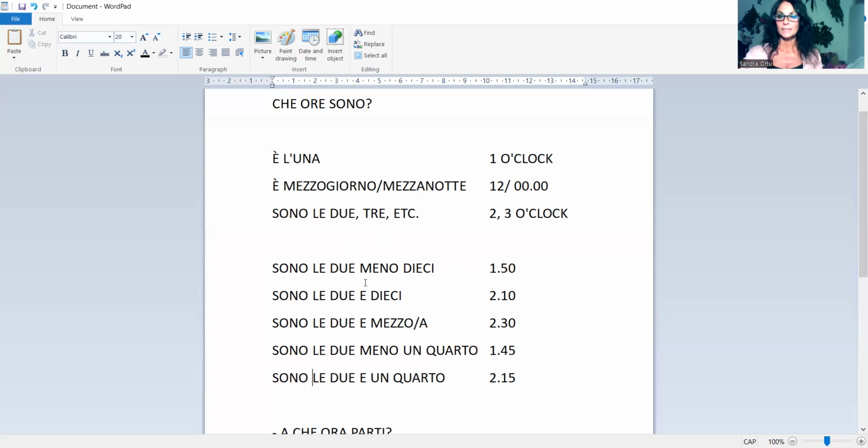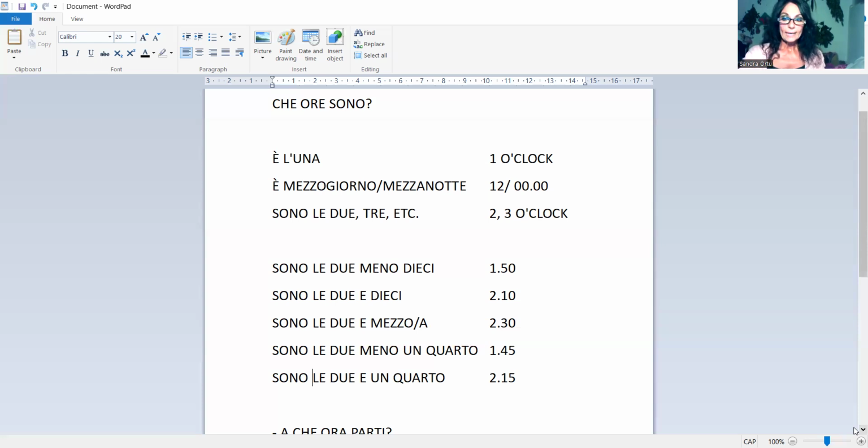So as I said, here we've got an example for each. And so you just need to change the numbers. You keep all the other bits that you have here. All the le and the meno and the un and the e. You just have to remember, as I said, singular for 1 o'clock, midday, midnight, and plural for all the other hours. Now let's see, as I said, this is when you're asking the time, telling the time.